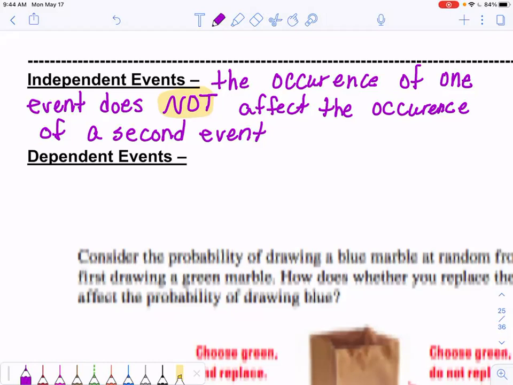So whatever happens first has no bearing on what happens next. There's no overlap in the two situations. The first event doesn't change the second event. Those are independent events. So they're totally separate from each other. They're independent of each other.